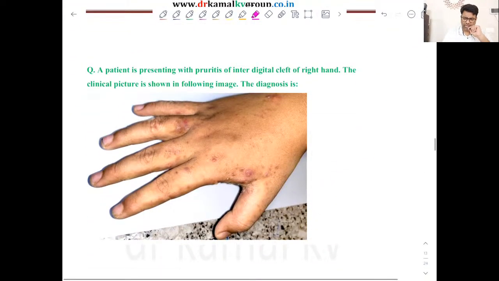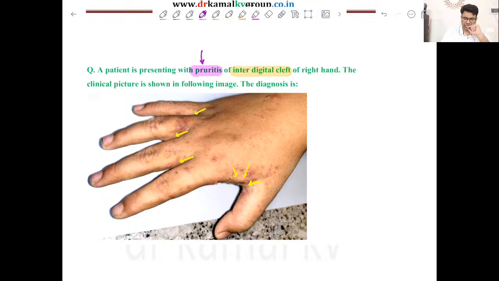Now next question, again a very straightforward question. A patient is presenting with itching of interdigital cleft, right? So interdigital, this area between the fingers, right? So this area the patient is having so much of itching, you can see. So this is a classical case, right? So in between the folds or the web spaces of the fingers, and there is severe itching.